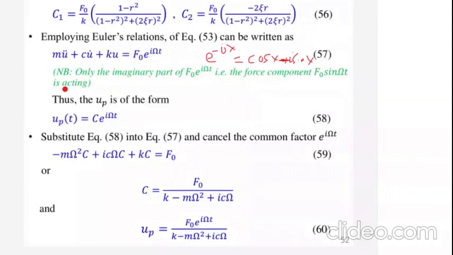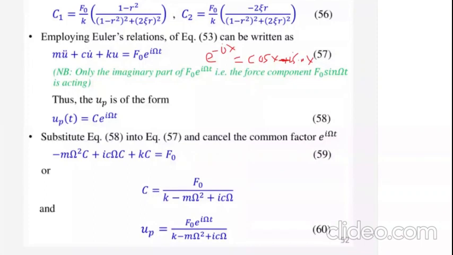Again, you should note that only the imaginary part of this forcing function is acting or will bring about motion. Why? If you can recall, in our previous slides, I can take you back there, quickly go to your notes. When we were talking about free vibration of a damped single degree of freedom system, we talked of three cases: critically damped, over damped, and under damped. And we said for critically damped and over damped systems, no oscillatory motion occurs. For those cases, we ignore the motion.